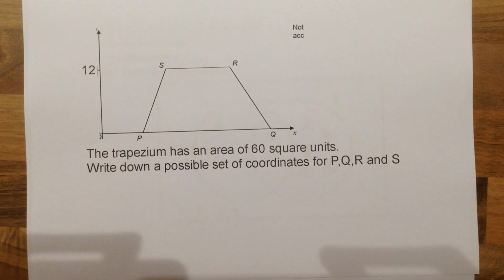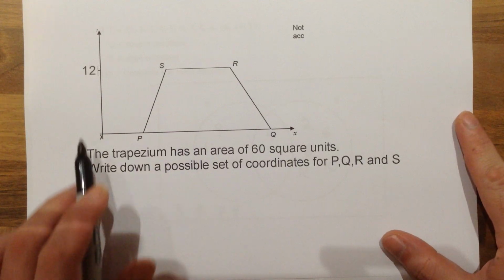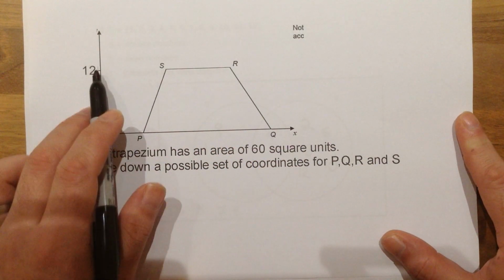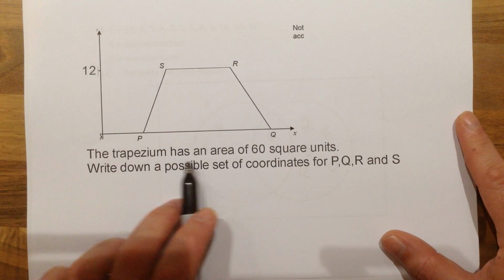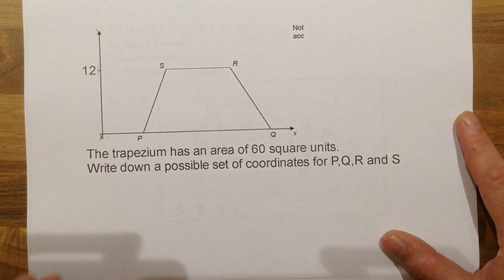The next question draws together a lot of different areas within maths, including area, coordinates and properties of trapezia. Here we've got a trapezium. Now there is very little information given on the diagram other than the fact that the height of this trapezium is 12. So here we've got that the trapezium has an area of 60 square units. We'll just call the area 60.